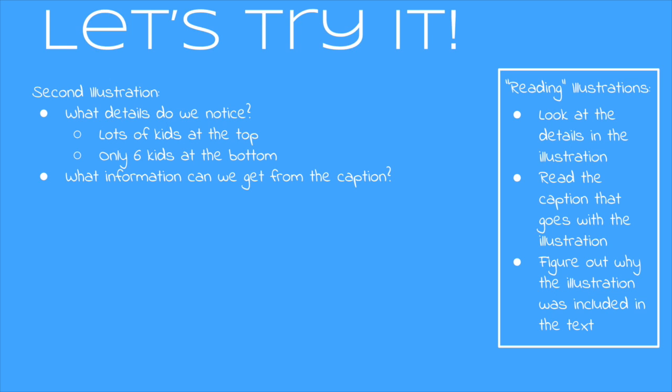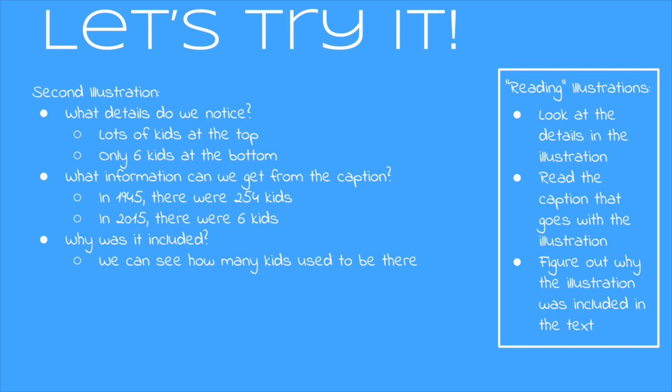What information can we get from the caption? The caption tells us that in 1945, there were 254 kids. It also tells us that in 2015, there were 6 kids. So why do you think this illustration was included in the article? It was probably included so we could understand just how many kids used to be there, and so we could understand how small the school is now.